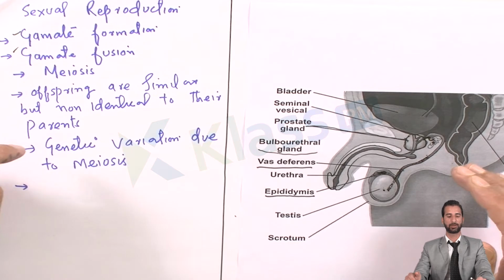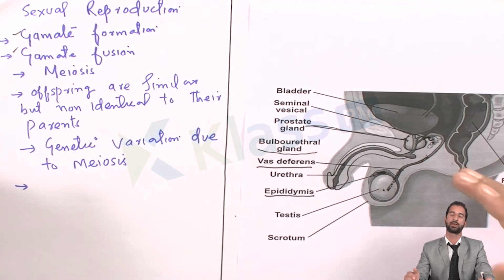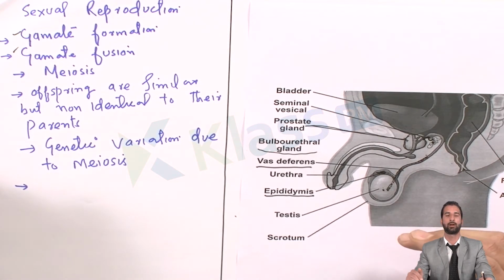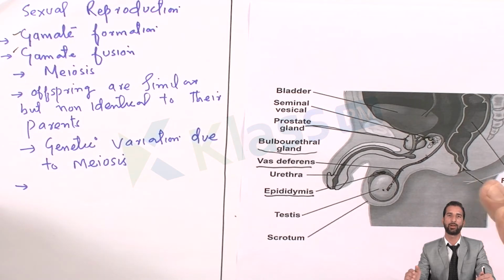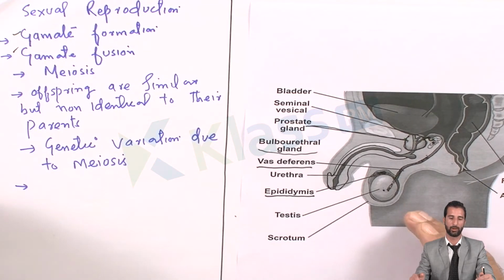Here you see, in sexual reproduction, genetic variations are due to meiosis, because in meiosis genetic recombination occurs, and crossing over also occurs. That's why you will find variations in sexual reproduction.